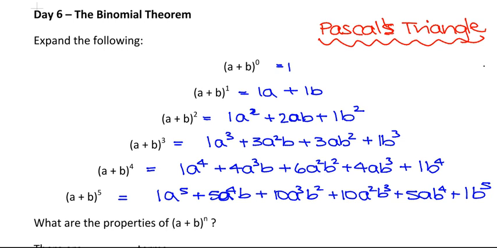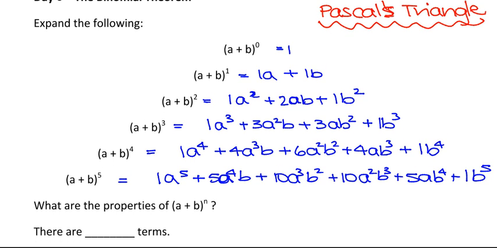Well, how many terms are there when we expand? For example, if I expand (a plus b) all squared, how many terms do I end up with? Well, I end up with 1, 2, 3 terms. If I expand (a plus b) all cubed, I end up with 4 terms. So I end up with one more term than my exponent. And my exponent here is represented by n. So where my exponent is 2, I have 3 terms. When my exponent is 5, I have 6 terms. So there are always n plus 1 terms in the expansion.